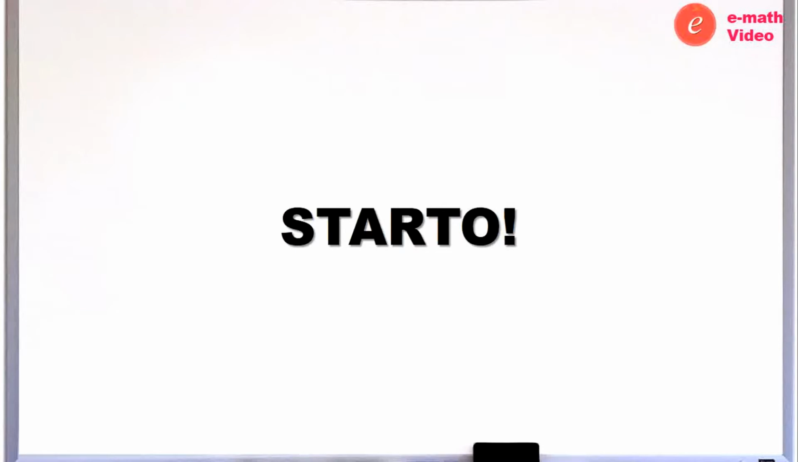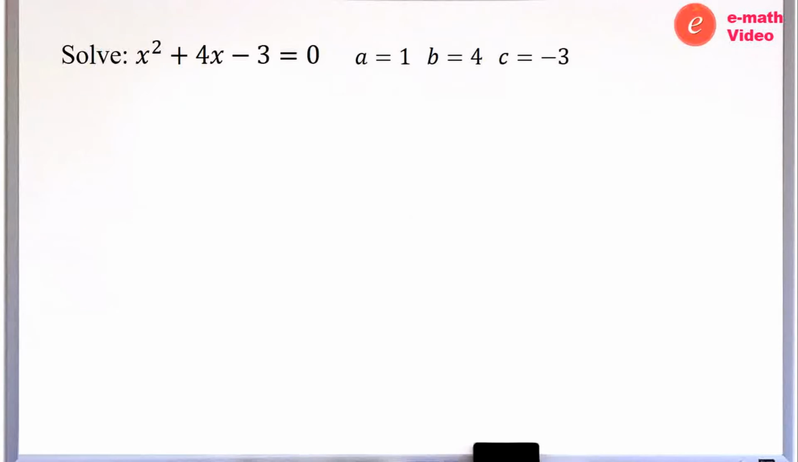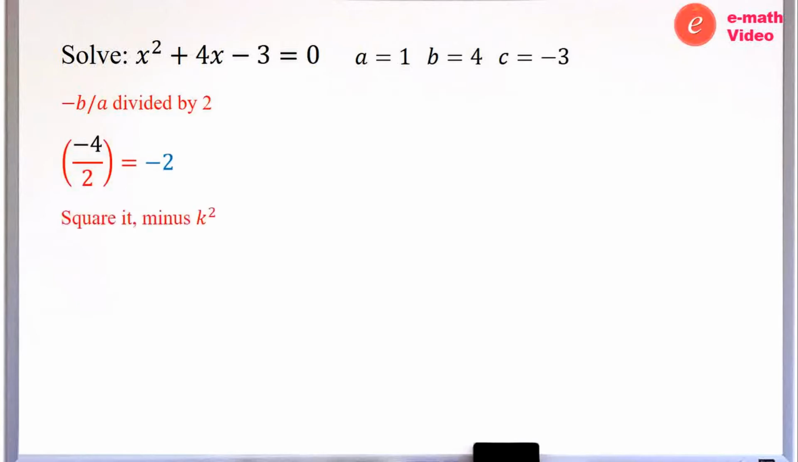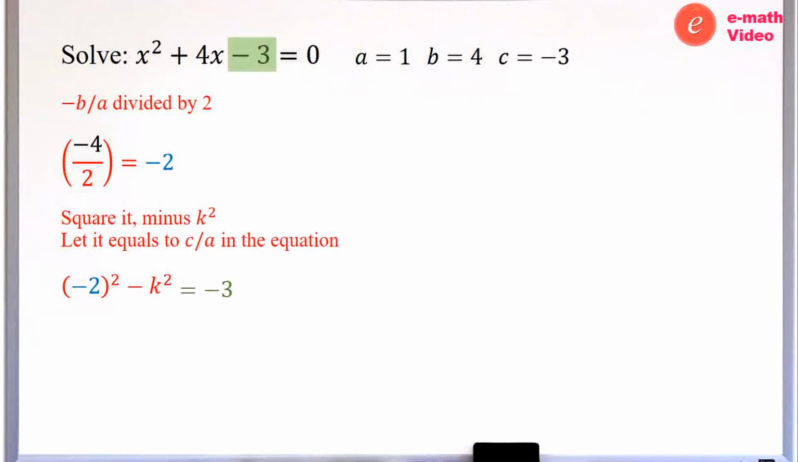To begin, we'll do this question from part 1 again. But this time, we'll try using the new method so that we don't have to memorize the long formula. x squared plus 4x minus 3 equals 0, where a equals 1, b equals 4, and c equals negative 3. First, take the negative of 4 and divide by 2. Square it, minus the square of an increment k, and let it equal negative 3 from the equation. We will have k squared equals 4 plus 3, which is 7. Now, solve for k. We will get k equals plus minus square root of 7.